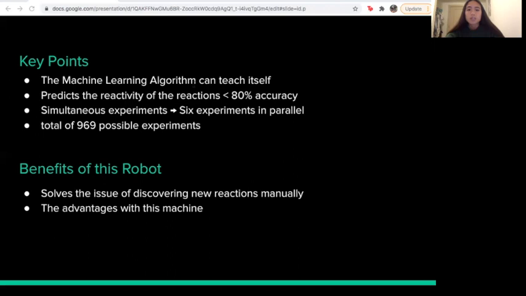The chemical space composed of 2 and 3 component reactions formed from the pool of the starting materials, giving a total of 969 possible experiments. So the issue in discovering new reactions manually is that it can be a time-consuming and unpredictable process, especially when trying to figure out the right reaction that produces a sustainable product. Therefore, this robot will be able to benefit chemists because it gives them an advantage in being able to discover these new reactions efficiently, effectively, and accurately.